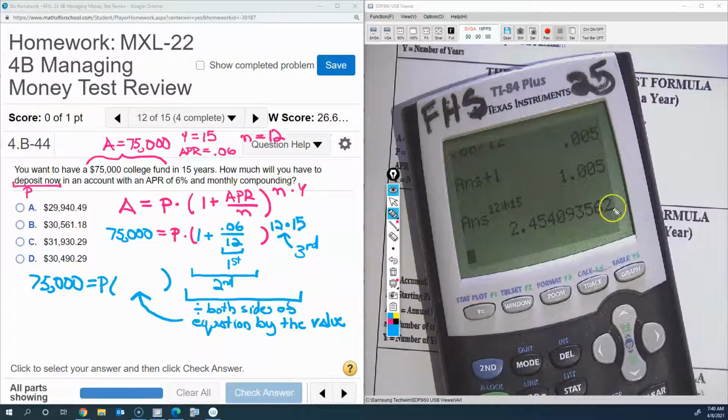Okay, now this is a really long decimal. So I'm gonna divide by that. I'm not gonna round it. I'm just writing it down here. So I've got it, dot, dot, dot. Okay, now I'm dividing both sides by that long decimal, and then I'm going to round my answer.